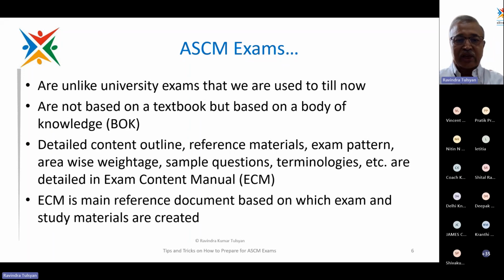If you are going to study and give the exam, I urge every one of you to first go through the exam content manual. This is the main reference document based on which the exam as well as the study materials are created. It is the central reference document for each exam. There is a separate exam content manual for CPIM, for CSCP, for CLTD, for CTSC. You can access the different exam content manuals.